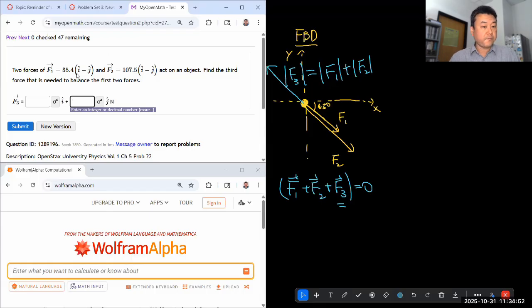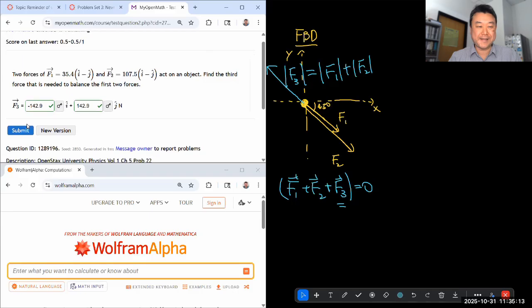So 35.4 plus 107.5, I think I can do that in my head, 142.9, and I need a minus sign to make it go in this direction. And 35.4 plus the same number, 142.9, and this side's plus to make it go up. I think that's it. Yeah, a lot easier than I thought it was going to be.